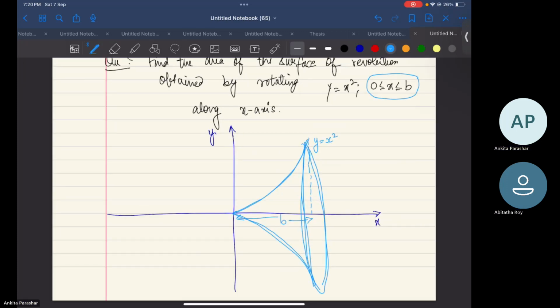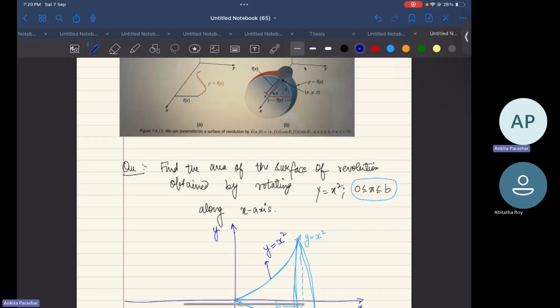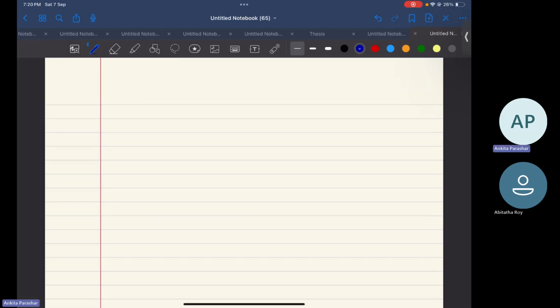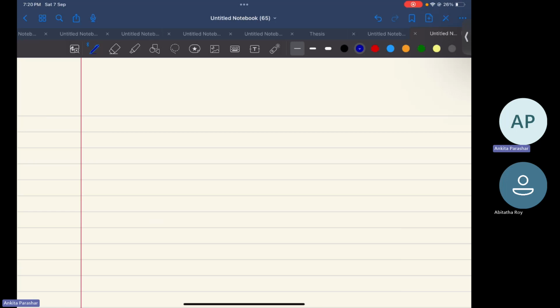Fine. So we have y equal to x square, and then this region would be y equal to minus x square, right? So we have the curve, and we know the parameterization from the above, how to parameterize a revolved surface. So I would simply write here, just a moment. The parameterization would be x, f(x) cos theta and then f(x) sin theta.